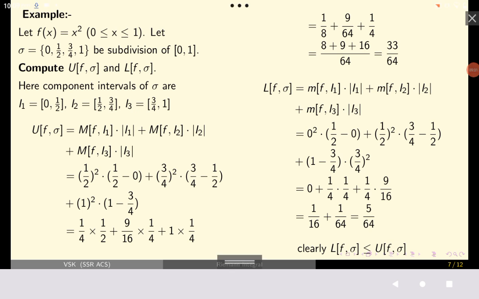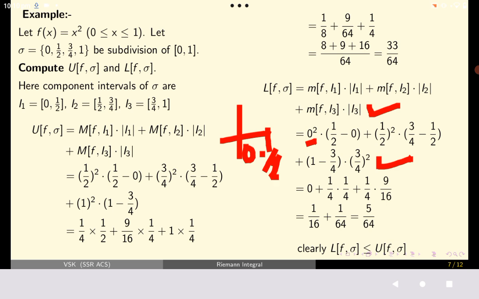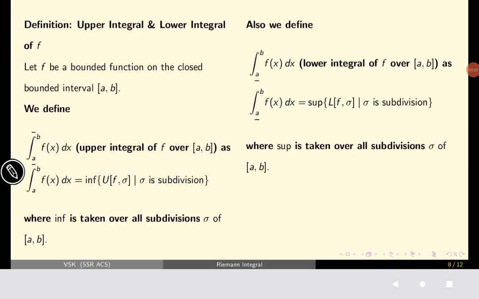Similarly, we can find the lower Riemann sum by putting the values in this formula. Here we take the smallest values, the infimum values, so it will be at the first point, that is at the 0 of the interval 0 to 1 by 2, because it is an increasing function. When we put these values and compute, we finally get 5 by 64. So clearly here the lower sum is always less than or equal to the upper sum. This inequality holds.